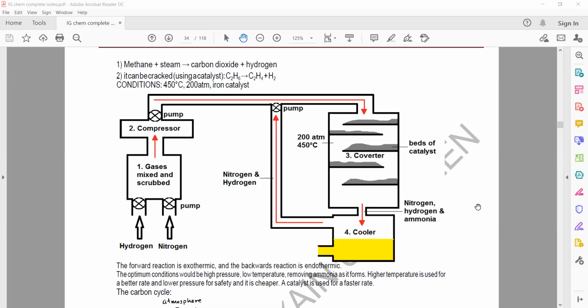Okay, today's topic is the manufacture of ammonia. If you want to manufacture ammonia, that process is known as the Haber process.